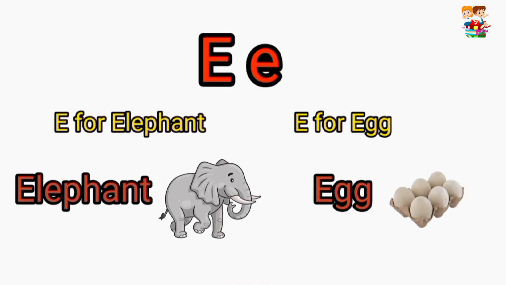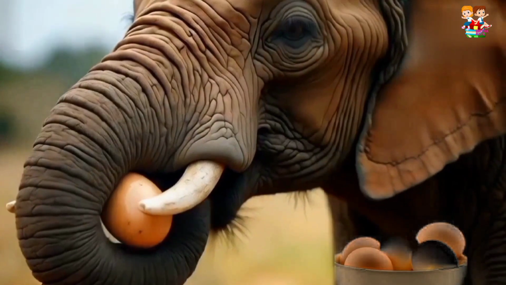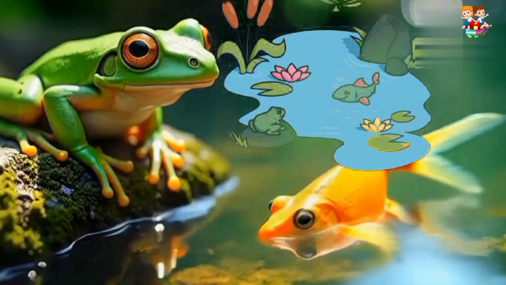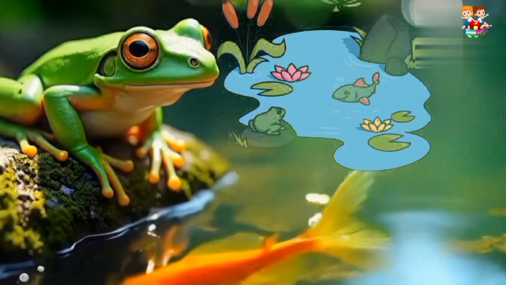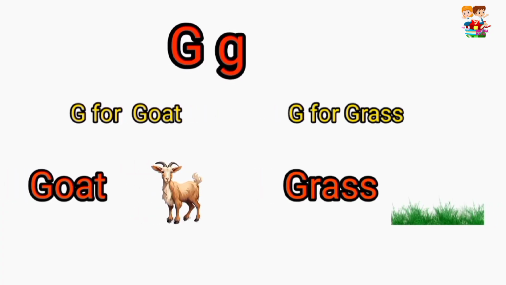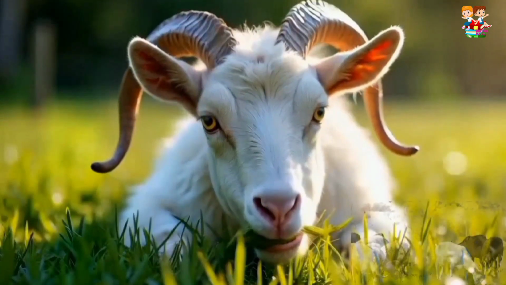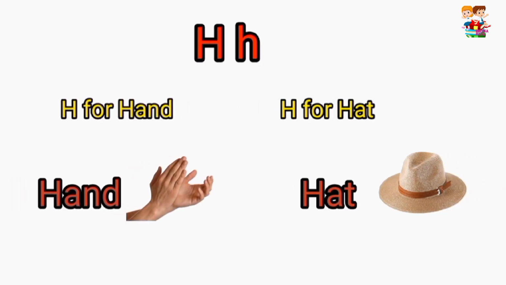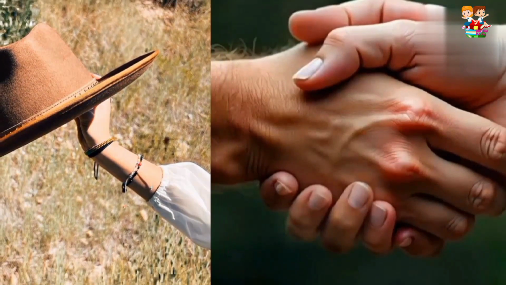E for egg and E for elephant, F for frog, F for fish, F. G for goat and G for grass, G. H for hand, H for hat, H.